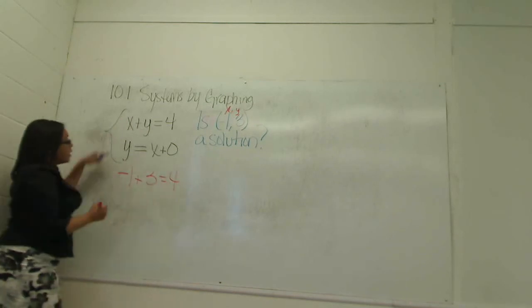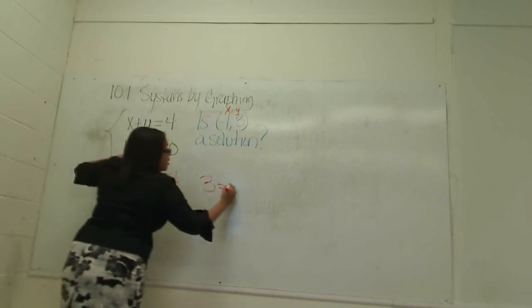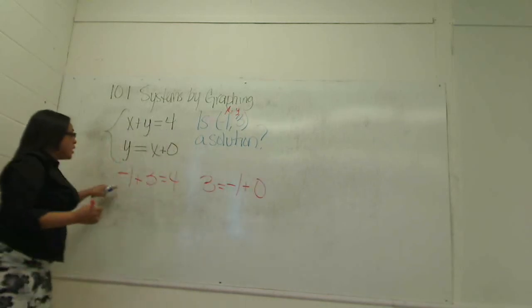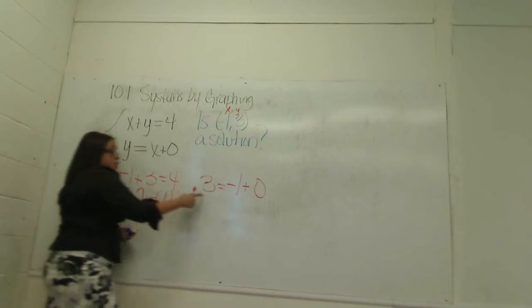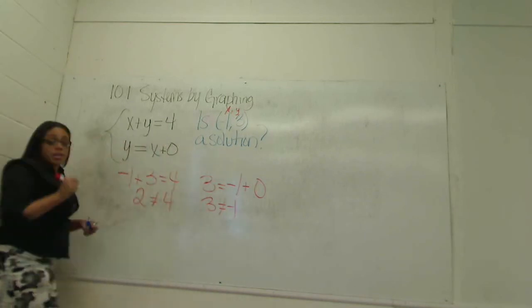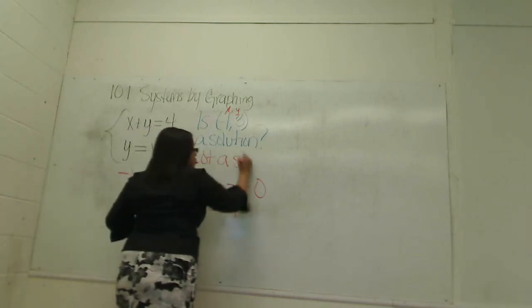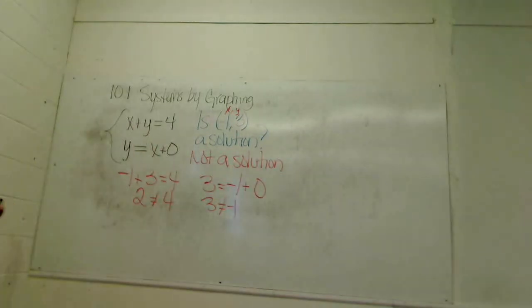equals 4. Here I have y is 3 equals, well, x is negative 1, plus 3. Negative 1 plus 3 is 2. 2 is not equal to 4. Here, 3 is equal to negative 1? That is also false. So what that tells me is that (-1, 3) is not a solution, because the values were not true. (-1, 3) cannot be a solution. What if I change my number?